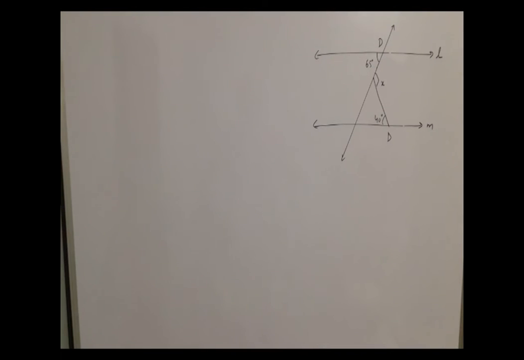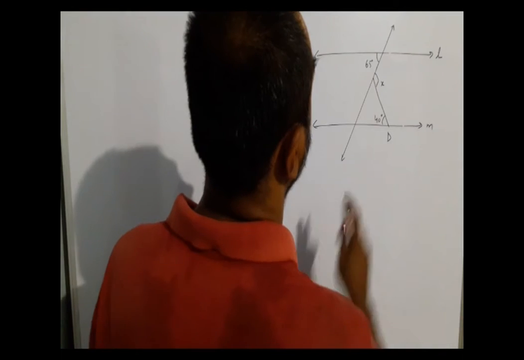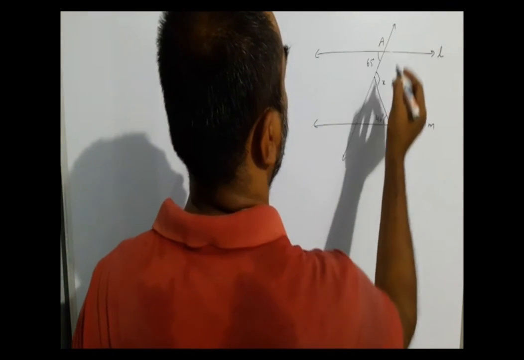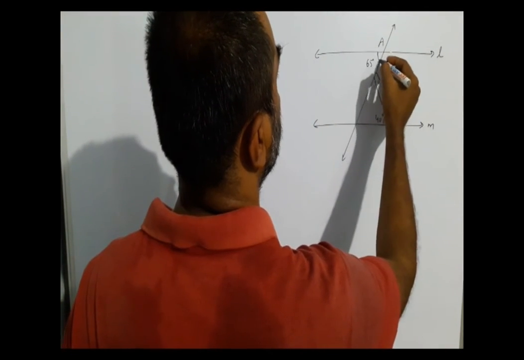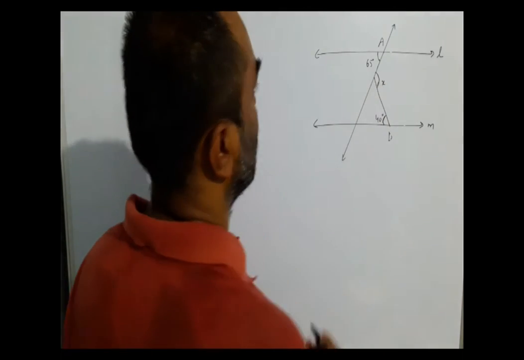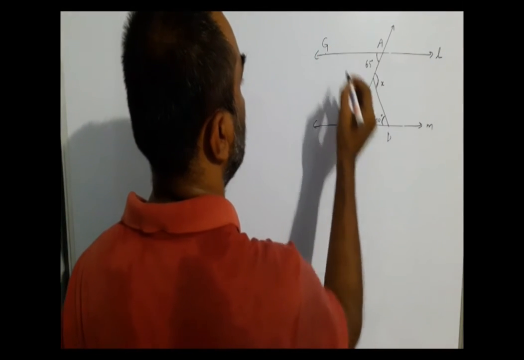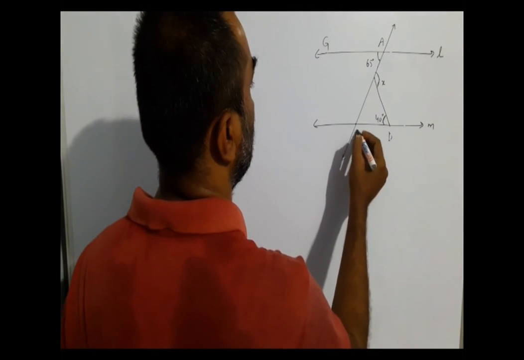In this sum, we are given two lines, L and M, which are parallel, and a transversal cutting them both. This point is A, and this point is D. The given angles are 65 and 40, and we have to find the value of X. So we will name some points here: we'll call this G, and let us call this E.